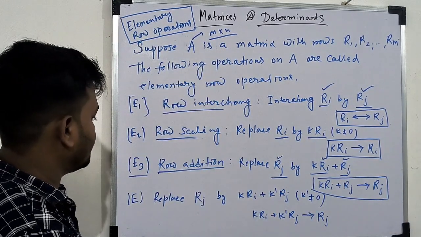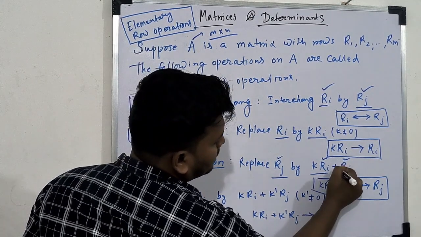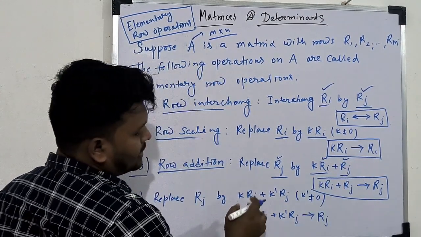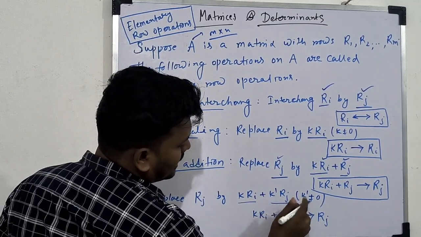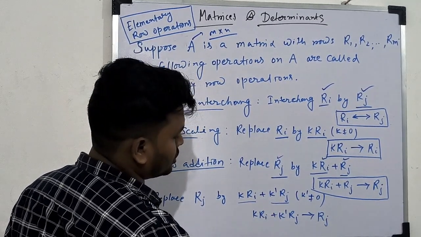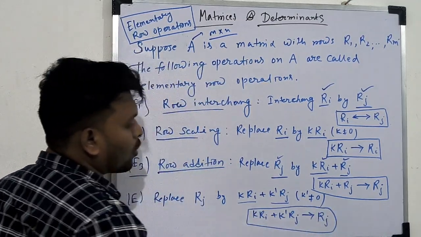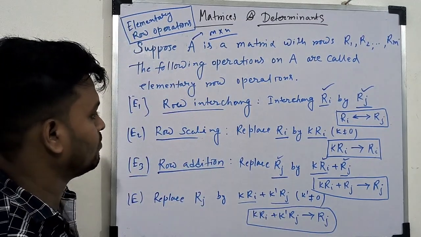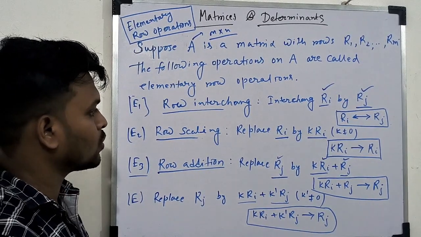And there is one more operation. Here we multiply k dash with Rj and replace Rj by k Ri plus k dash Rj, where k dash is not equal to 0. We write it in this manner. This is also a row operation we perform to change the matrix. These are the row operations we will perform.